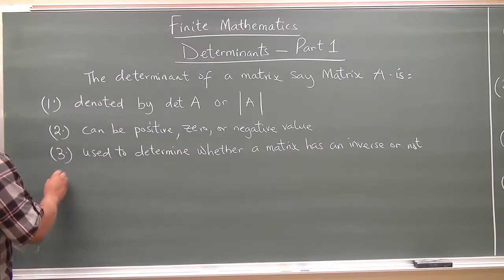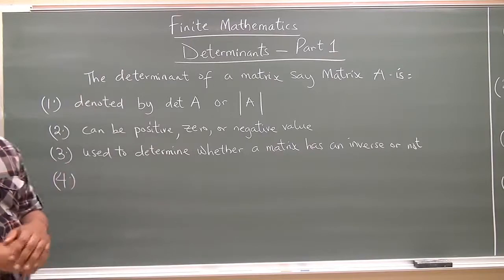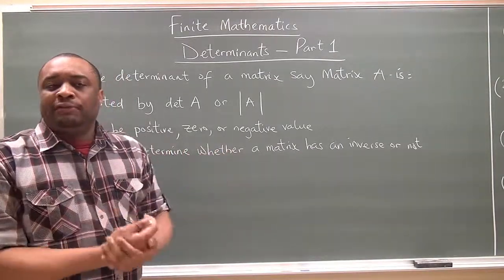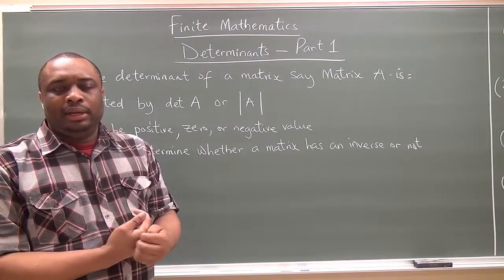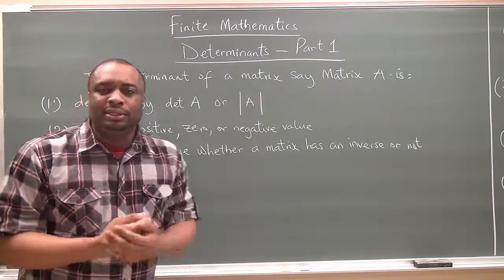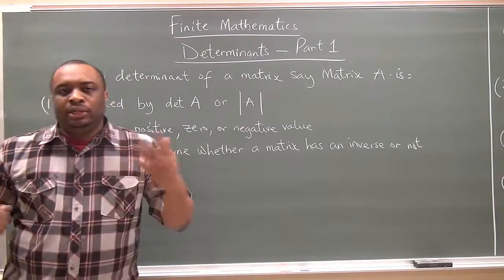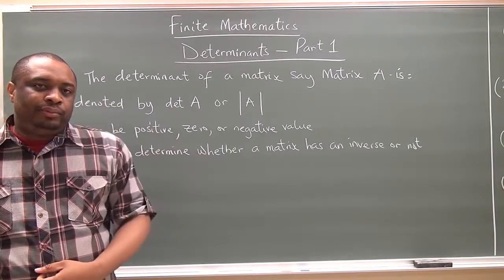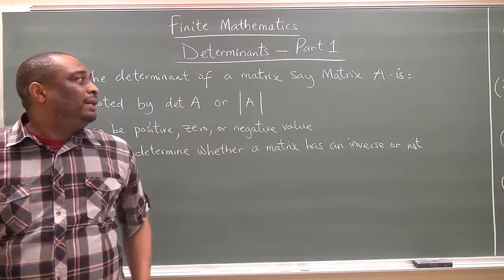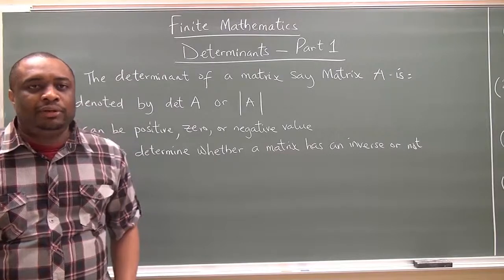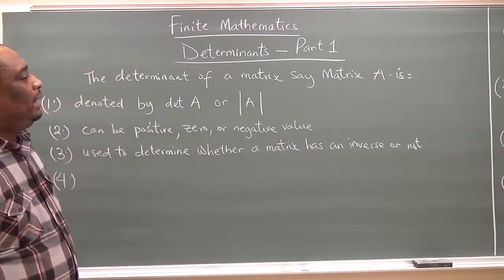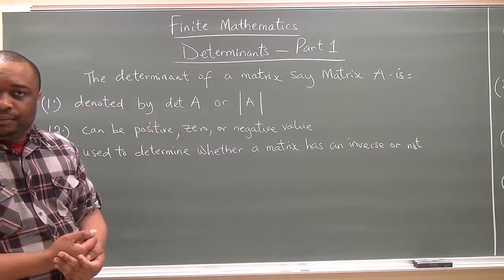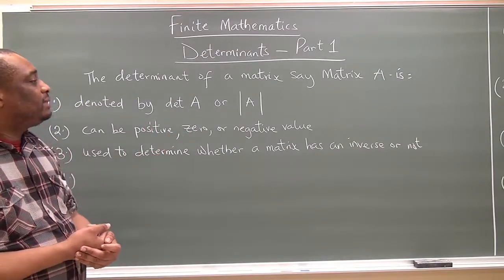Then number 4, we see the applications of determinant in a solution of linear systems. When we discussed solution of linear systems, we talked about Cramer's rule. Cramer's rule uses determinants to find the solution of linear systems. And we also use it to, of course, find the inverse of a matrix if it exists.